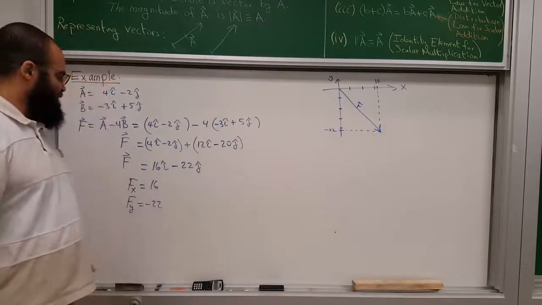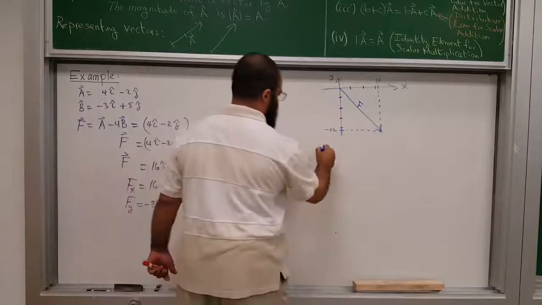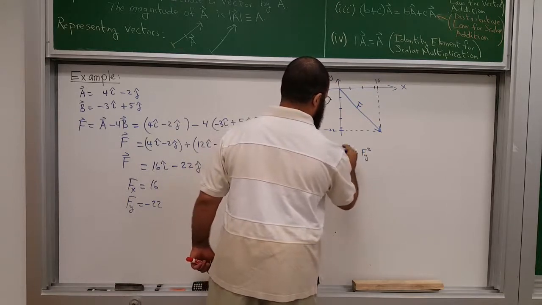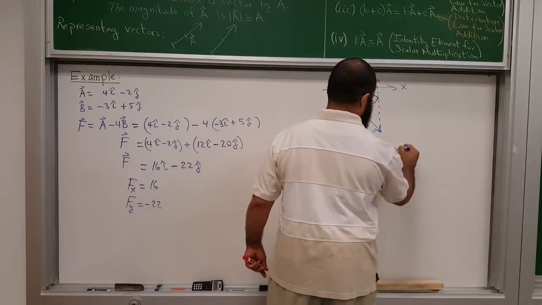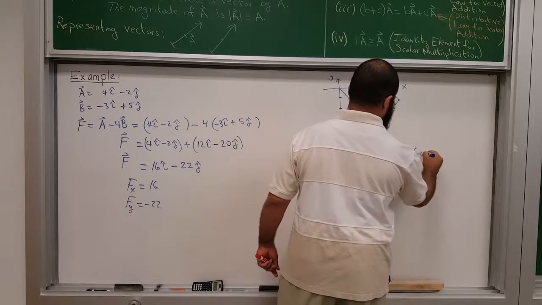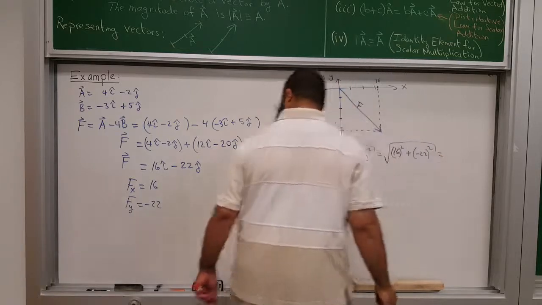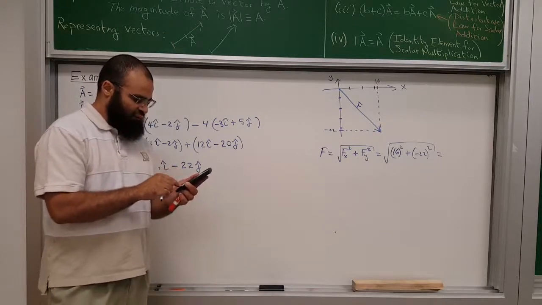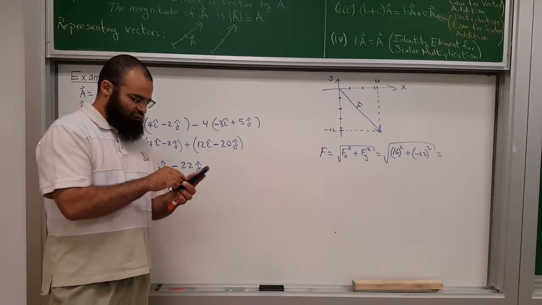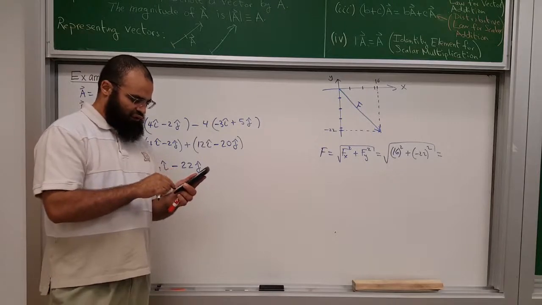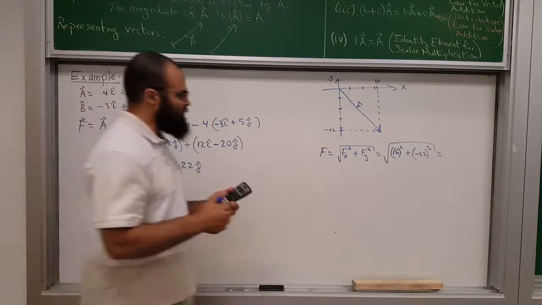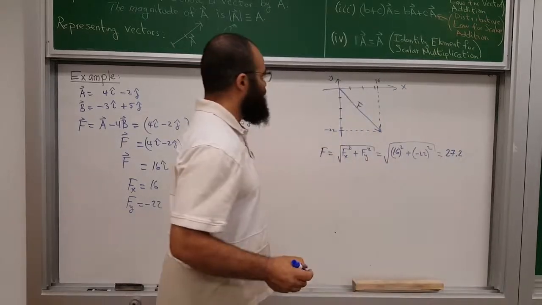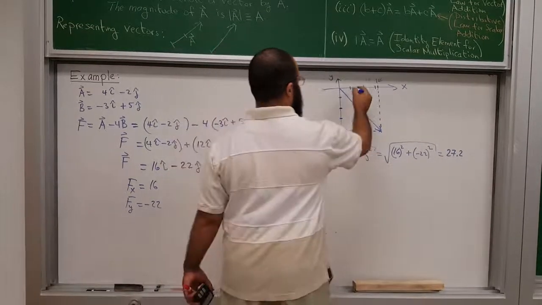Okay. If I say what's the magnitude of vector F, then the magnitude of vector F would be the x component of F squared plus the y component of F squared, square root. And so you would have 16 squared plus negative 22 squared, square root. And you would have 16 to the power 2 plus 22 to the power 2, and you take the square root, and you get 27.2. 27.2, that's the magnitude.